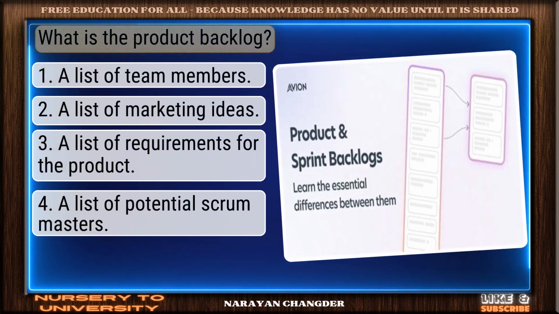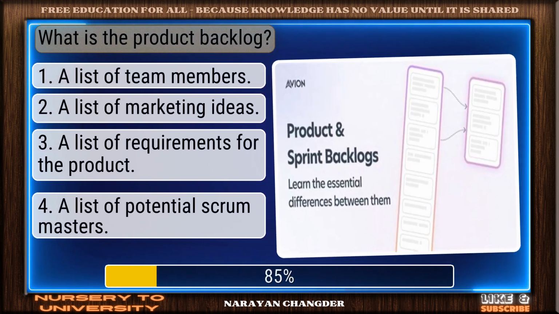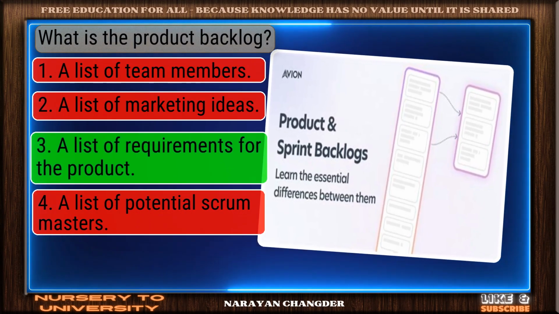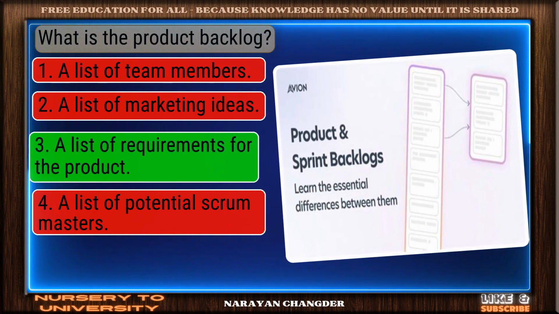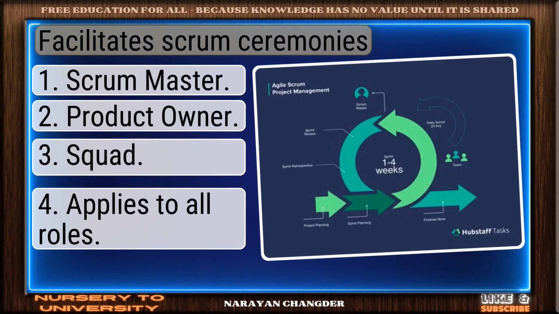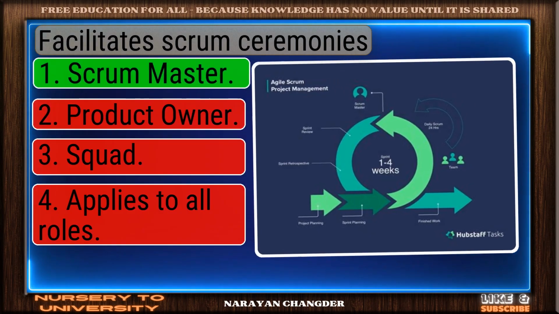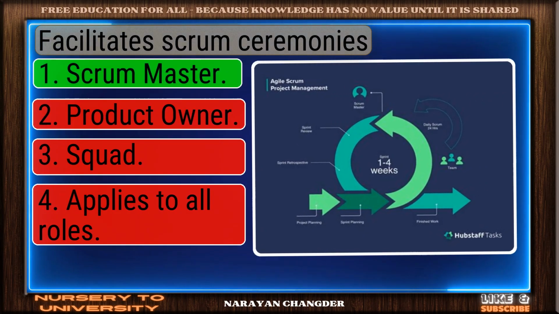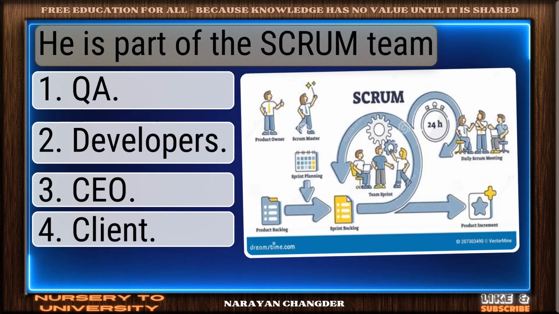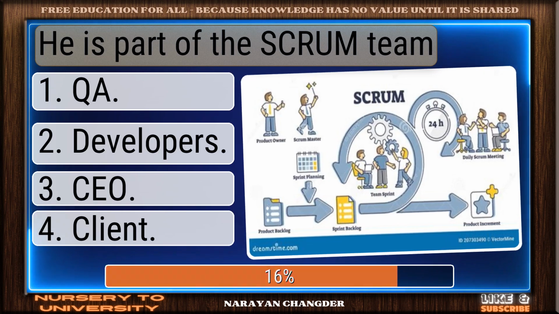Question number 37. What is the product backlog? Clear logic. Your choice, a list of requirements for the product, is sound and 100% true. Question number 38. Facilitate Scrum ceremonies. Correct response. Scrum Master is the most accurate answer. Question number 39. He is part of the Scrum team.